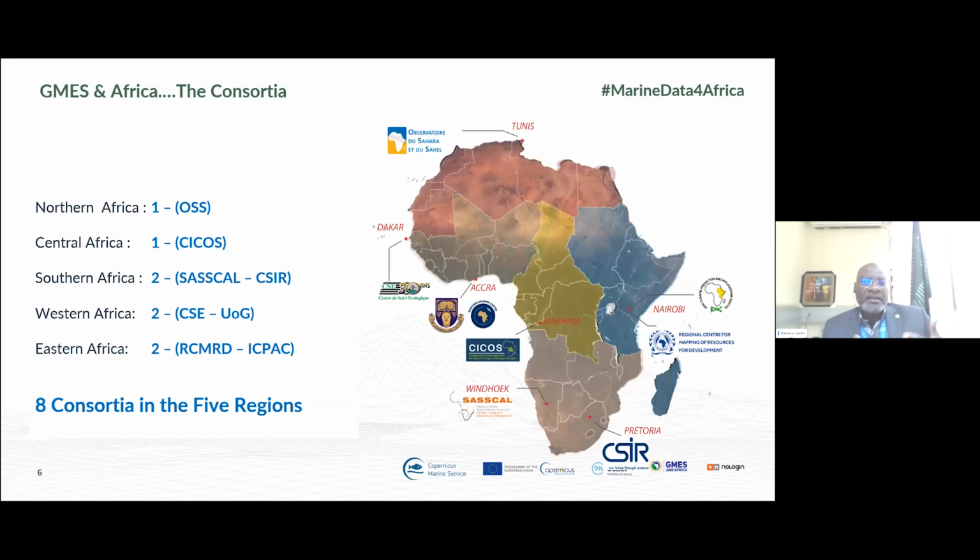We are implementing the program through consortia. In Africa, we have five regions, and GMES is covering the five regions. You will see in Northern Africa, we have one consortium, OSS. In Central Africa, we have one consortium, CICOS. In Southern Africa, we have two consortia, SASSCAL and CSIR. In Western Africa, we have two consortia, CSE and the University of Ghana. And in Eastern Africa, we also have two consortia, RCMRD and IGAD. We have eight consortia really implementing the GMES and Africa program.